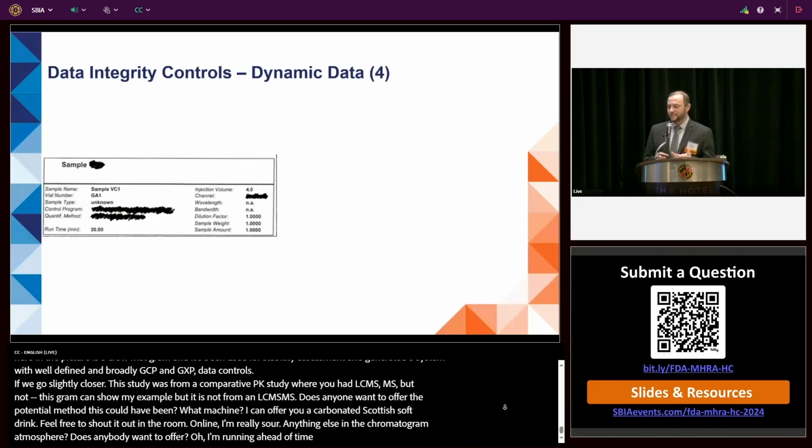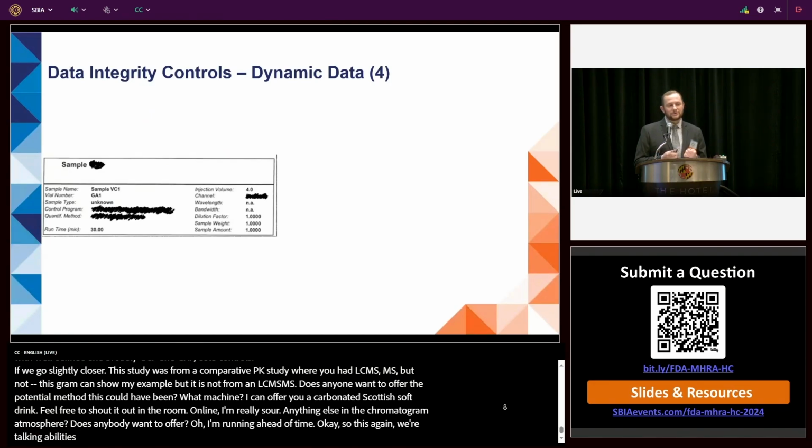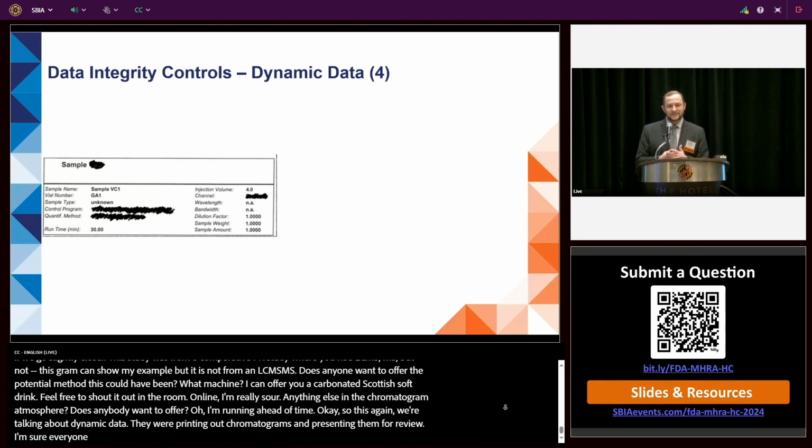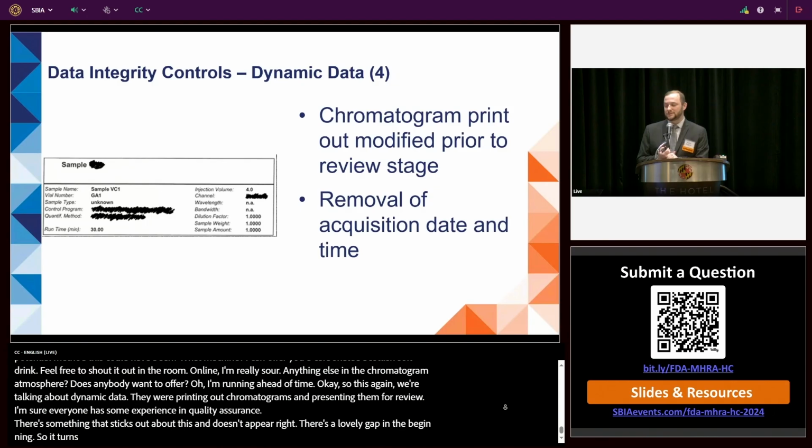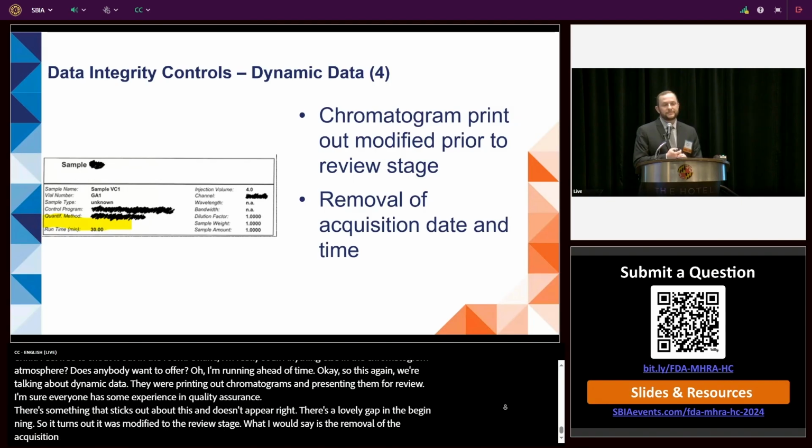Okay, so again, we're talking about dynamic data. What this company were doing was printing out the chromatograms and presenting them for review. Now, everybody in the room, I imagine, has some experience in quality assurance. There's something that sticks out about this, something that doesn't appear right. That's a lovely gap down the bottom. So the chromatogram printout was modified prior to the review stage. And what I would say here is the removal of the acquisition date and time sticks out like a sore thumb when you highlight it.